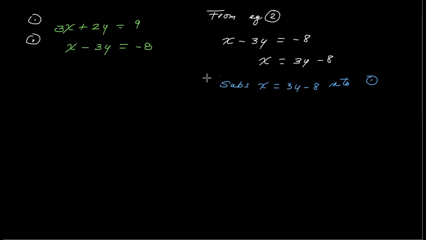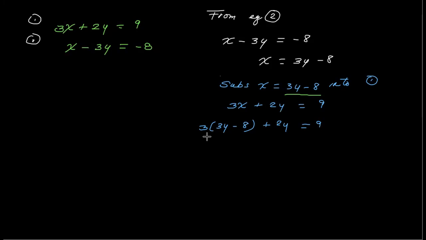I'm going to write equation 1 in its entirety, okay? Its original form. So it was 3x plus 2y is equal to 9. So wherever I see x now, I'm going to be putting 3y minus 8, right? So I have 3, and instead of x, I'm going to put 3y minus 8, right? That's just this right here. Plus 2y is equal to 9.